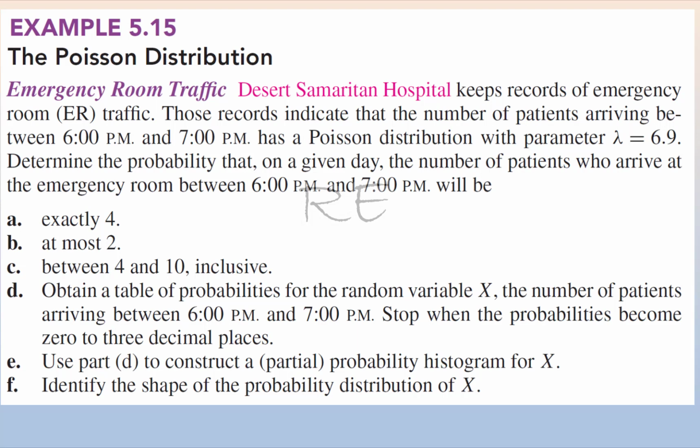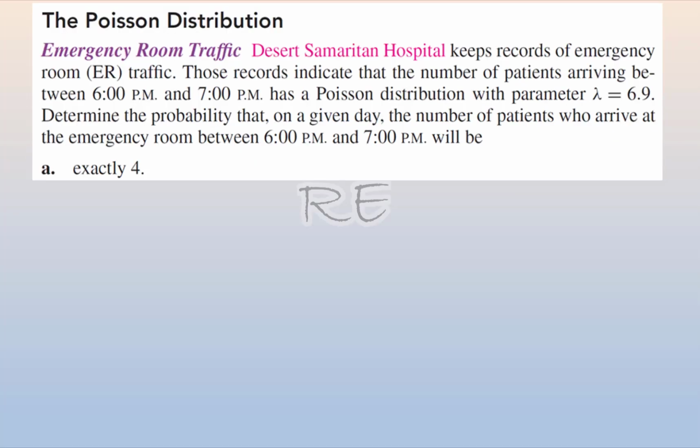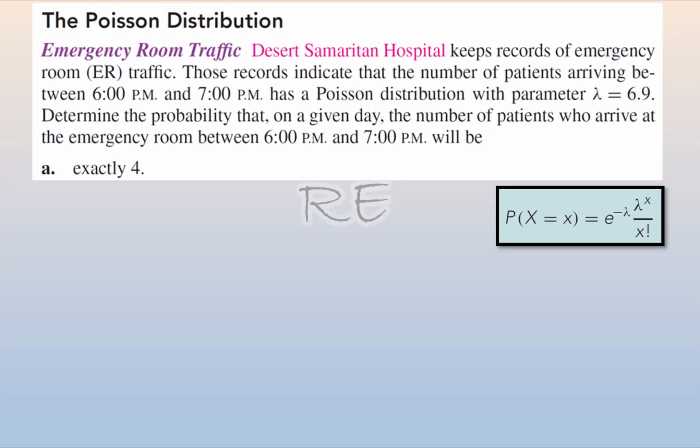According to the records, the number of patients arriving between 6 and 7 can be modeled upon a Poisson distribution with the average lambda equal to 6.9. We need to determine the probability that exactly 4 patients arrive between 6 and 7. So lambda is equal to 6.9, and x in this particular case is equal to 4. And we just want P of capital X equal to 4.